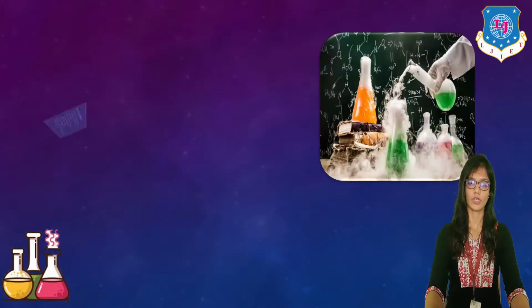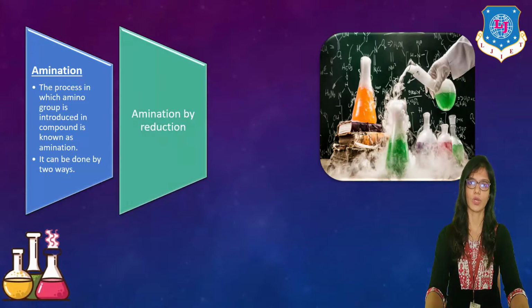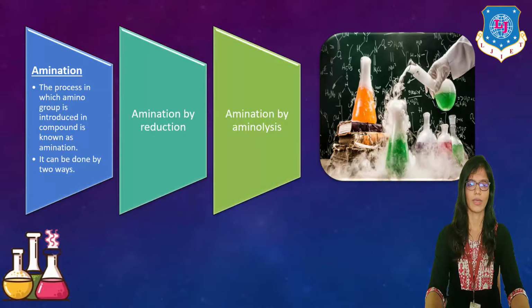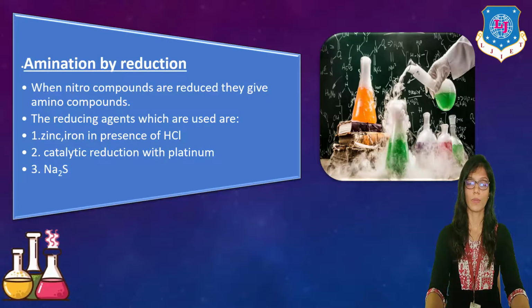Let's talk about amination. Amination is the process in which an amino group is introduced into a compound, and that's why it is known as amination. It can be done in 2 ways: amination by reduction and amination by aminolysis. Let's see the first one, amination by reduction. When nitro compounds are reduced, they give amino compounds. The reducing agents used are zinc in presence of HCl, catalytic reduction with platinum, and Na2S.